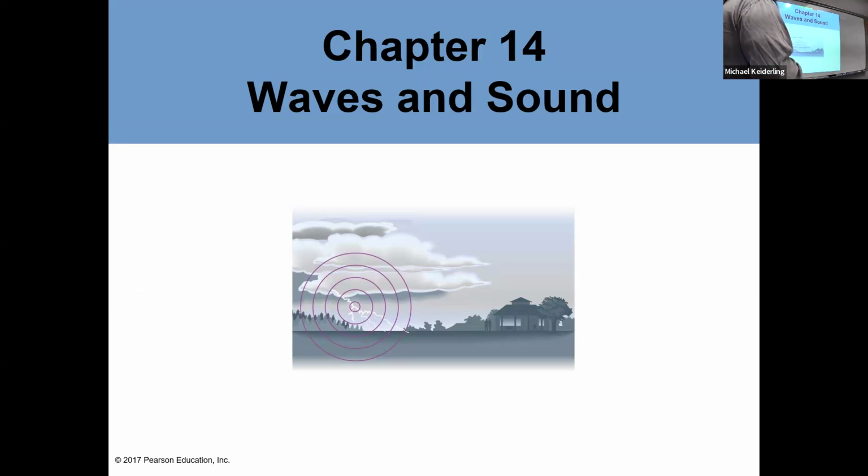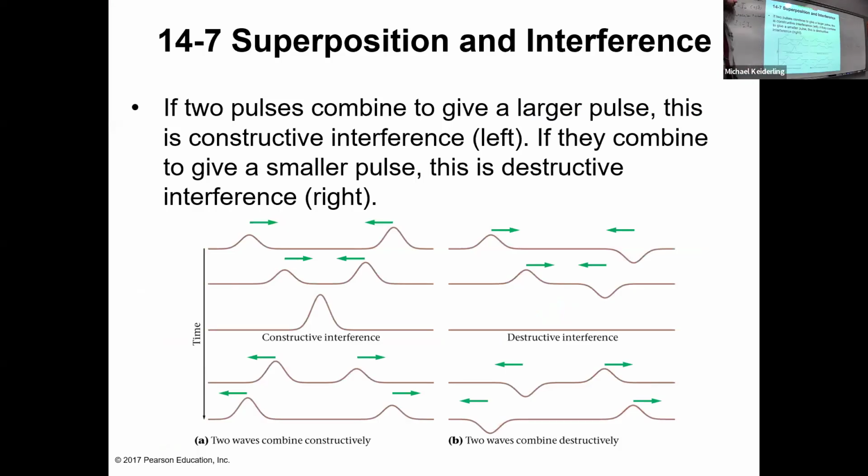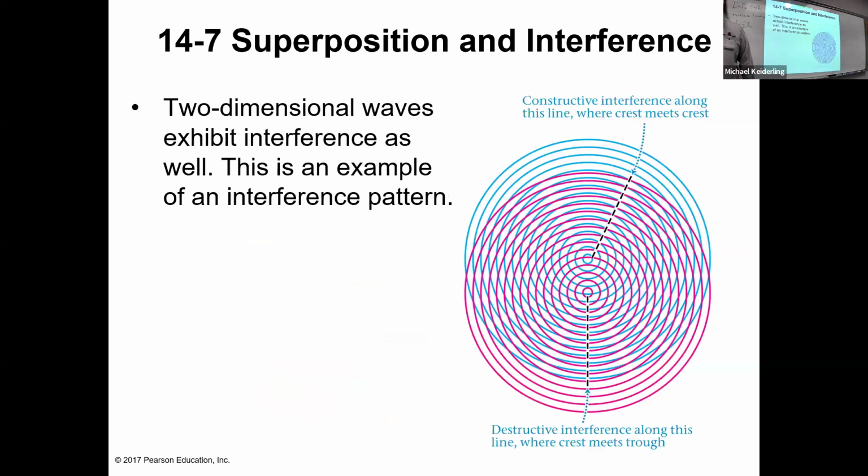And then we'll finish off today with some bits of chapter 14 that we hadn't covered already. So, superposition and interference. If waves of small amplitude traveling through the same medium combine or superimpose, they just add together. This happens with light. If two pulses combine to give a larger pulse, this is called constructive interference. If they combine to give a smaller pulse, this is called destructive interference. And two-dimensional waves exhibit interference as well.